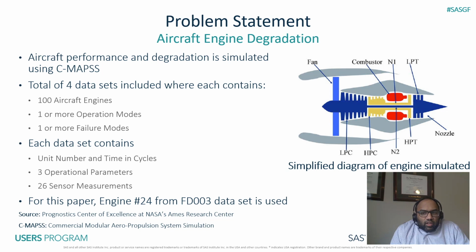And each data set contains the following information. It contains the unit number and time in cycles. It includes 3 operational parameters and 26 sensor measurements. For this particular paper and presentation, we are using engine number 24 from the FD003 dataset. So what does that mean? This dataset has 1 operation mode, and it has 2 failure modes present, high pressure compressor and fan degradation.